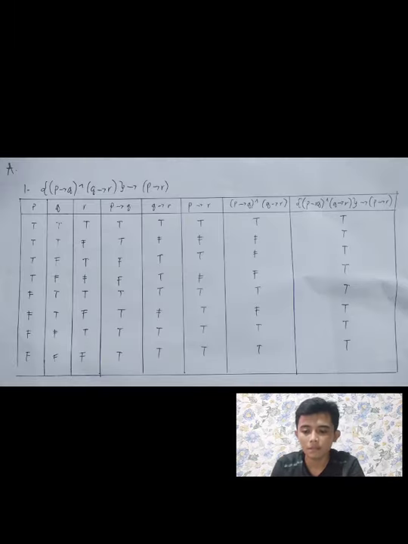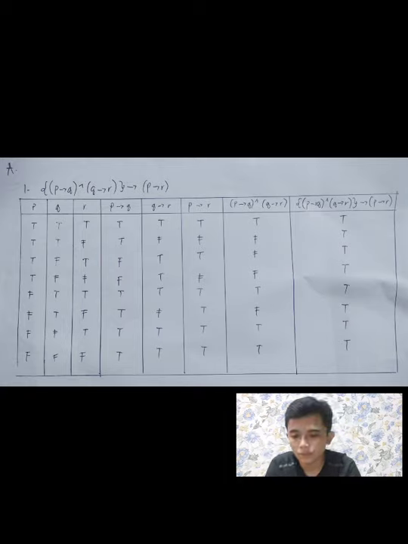This is my answer in part A. Number 1. P implies Q, conjunction of Q implies R, implies P implies R. So there are 3 propositional variables, P, Q, and R. So since there are three propositional variables, our rows are 8.